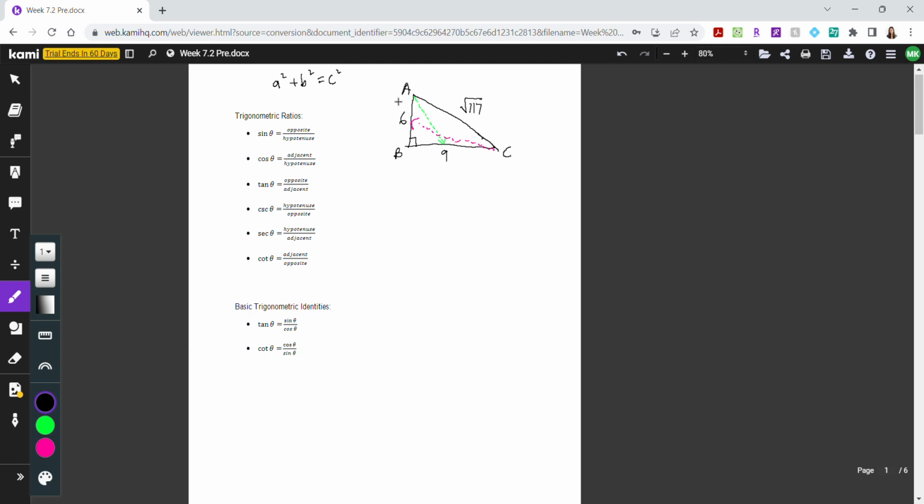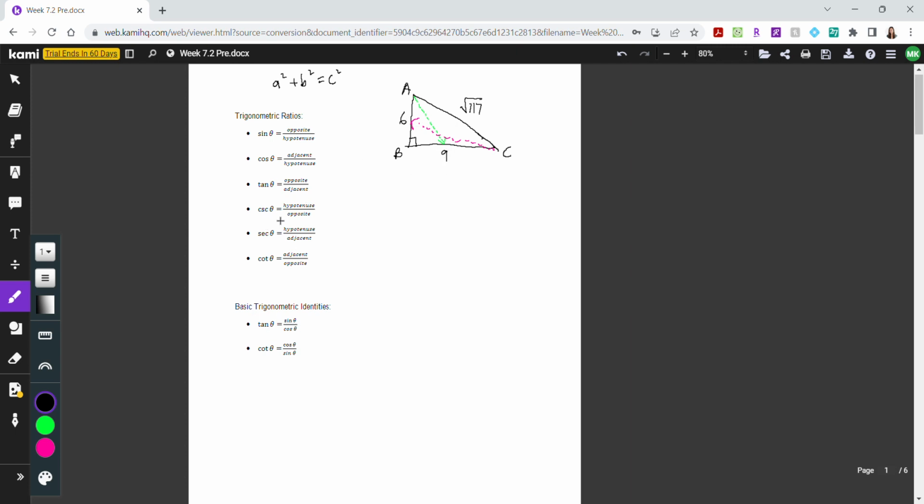Adjacent would be the side that is right beside it. So let's look at A. Opposite, right across it, is 9. Right beside it would be 6. We wouldn't count square root of 117 because we know that that is the hypotenuse. Remember, the hypotenuse is always the side that is right across the 90-degree angle, which is given by this sign. So opposite of A is 9, adjacent of A is 6. So cos will be adjacent over hypotenuse. Tangent would be opposite over adjacent.